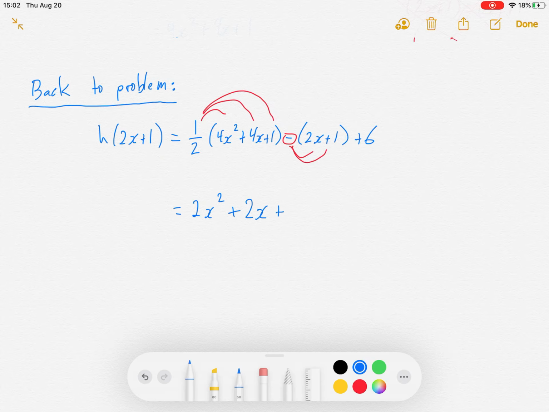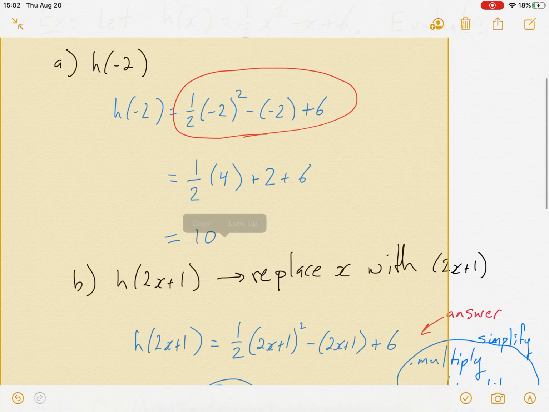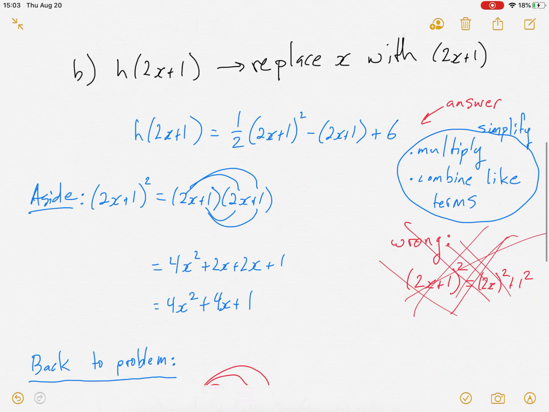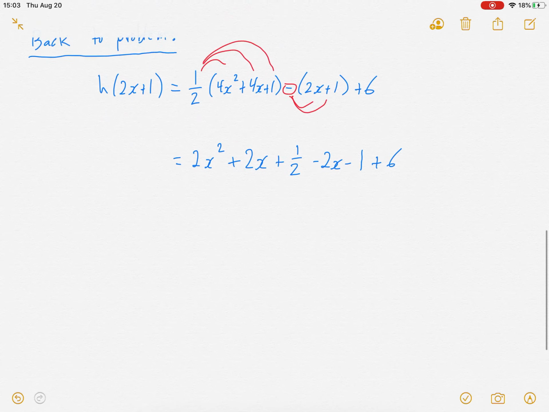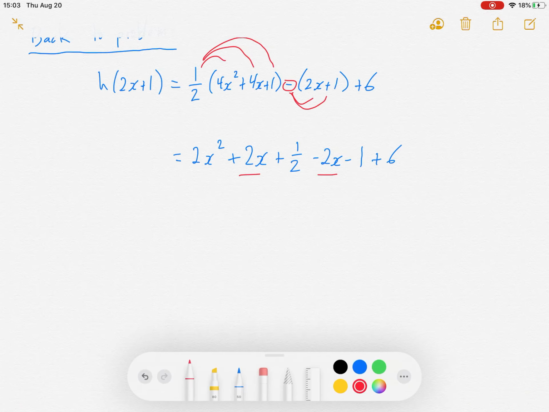1/2 of 4x is 2x, and then 1/2 of 1 is just 1/2. I'm going to subtract 2x, I'm going to subtract 1, and then I'm going to add 6. Okay, let's find our like terms. 2x squared is on its own. I do have an x and another x, and then I also have some stuff with no x's here.